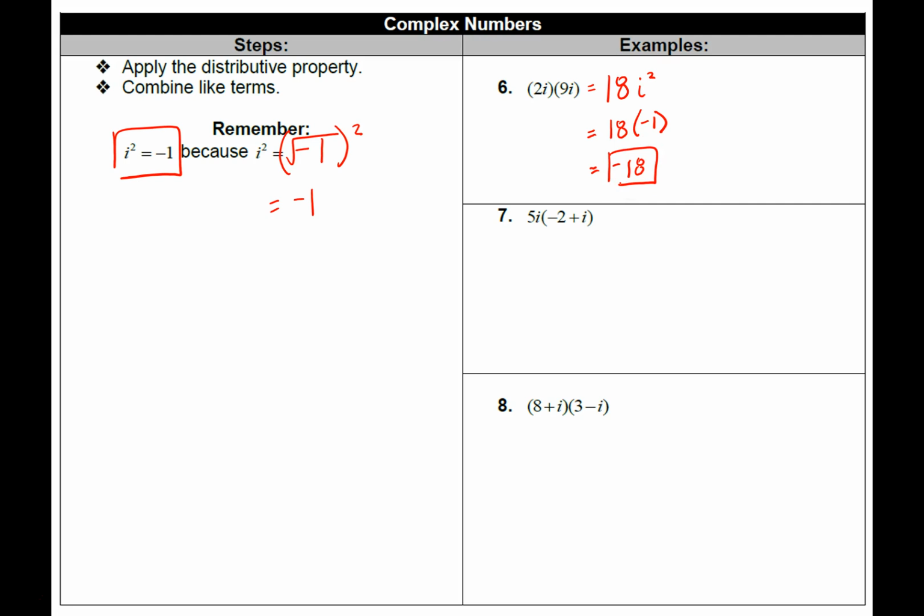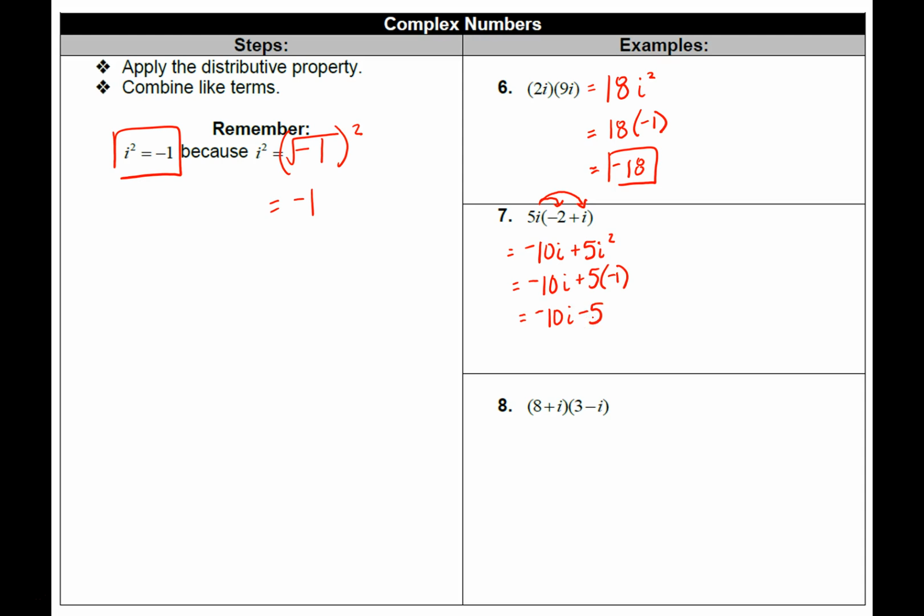The second one, I do need to do some distributing. I have 5i times negative 2 plus i. So I'm going to distribute 5i times negative 2 is negative 10i. And then I'm going to distribute 5i times i is positive 5i squared. Okay, so I have an i squared, which means I'm going to rewrite that as a negative 1, and I get negative 10i minus 5.